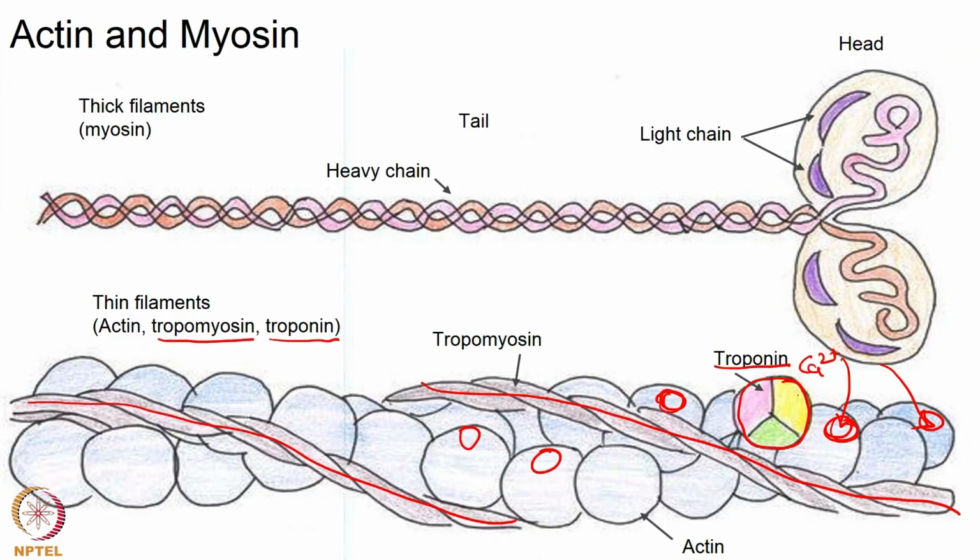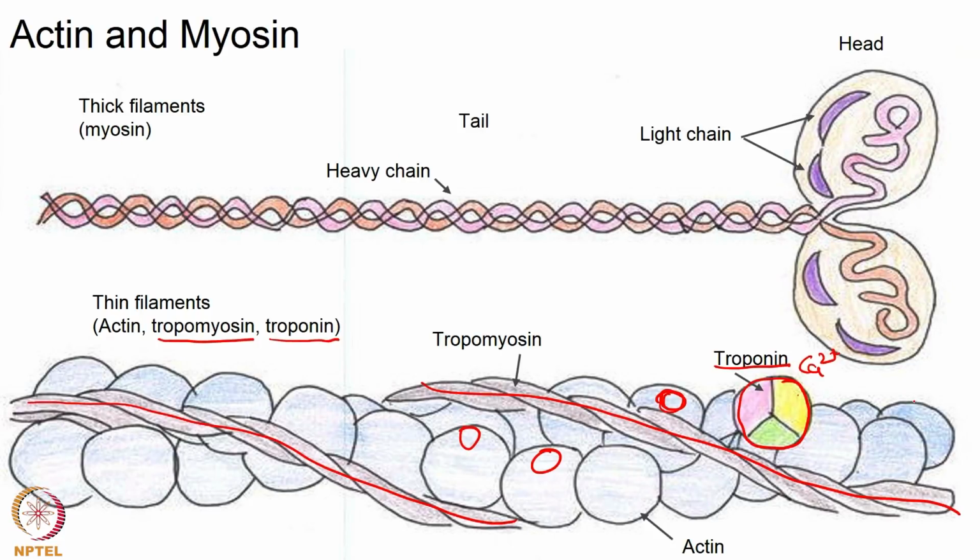So, when calcium is present, troponin will undergo a conformational change, but since troponin is attached to tropomyosin, it will cause a movement of tropomyosin in such a way that the binding sites will become exposed. When the binding sites become exposed, only then can the thick filament's head attach to them. Otherwise, the binding site is present, but it is not visible; it is covered by tropomyosin.